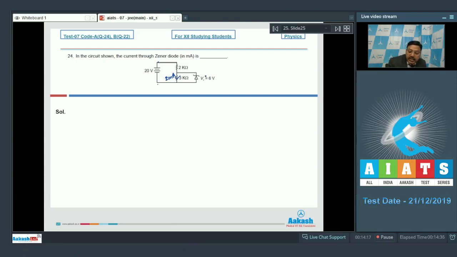Now this applied voltage is 20 volt and this voltage is 6 volt. So this will be clearly 20 minus 6 or 14 volt. So that means this current will be equal to 20 minus 6 divided by 2, that means 14 by 2 or 7 milliampere. So if this is 7 milliampere, this is 2 milliampere, obviously this is 5 milliampere. Applying Kirchhoff's junction rule at this junction, this 5 milliampere is passing through the Zener diode. So the answer to question 24 will be 05.00.